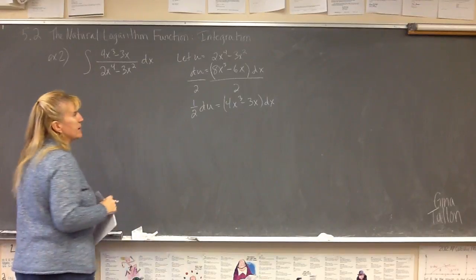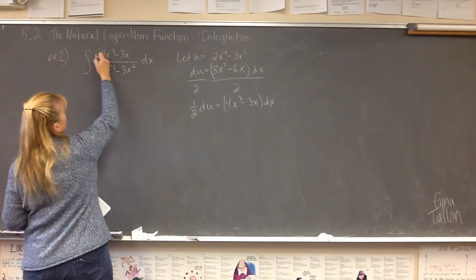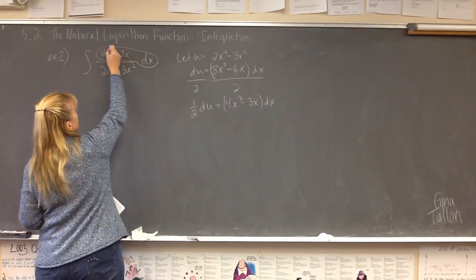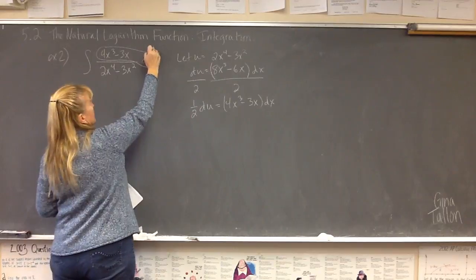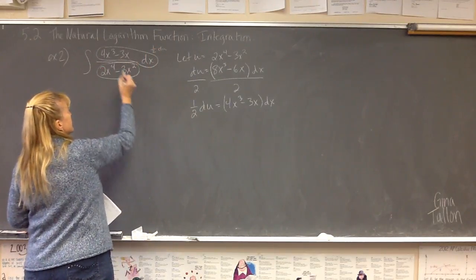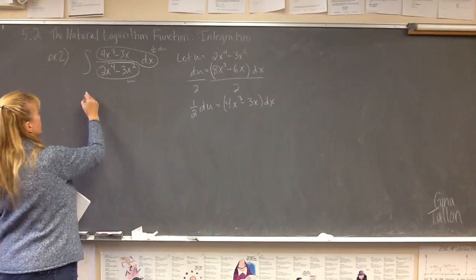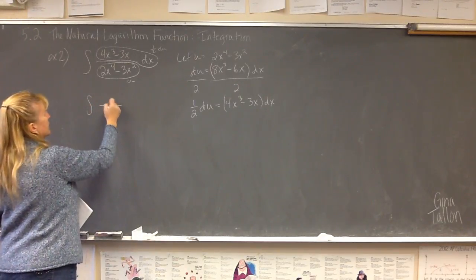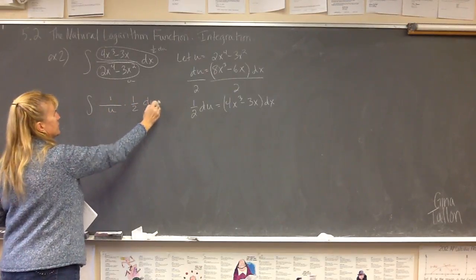So instead of rewriting and pulling this apart, I think what I'm going to do is just circle this piece for you and say all of this, the 4x cubed minus 3x dx, is the same as 1/2 du. And what's on the denominator here is your u. So now we're going to rewrite this integral all in terms of u. I end up with 1 over u times 1/2 du.